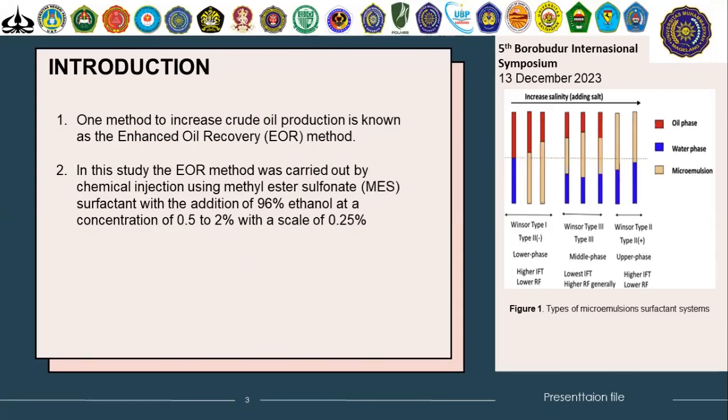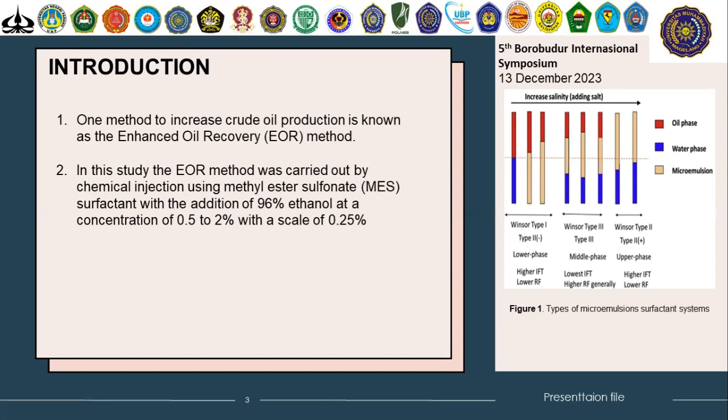Introduction. One method of increasing crude oil production is known as the enhanced oil recovery method. In the study, the EOR method was carried out by chemical injection using methyl ester sulfonate surfactant with the addition of 96% ethanol at a concentration of 0.5 to 2% with a scale of 0.25%. In this study, we use a co-surfactant with ethanol.